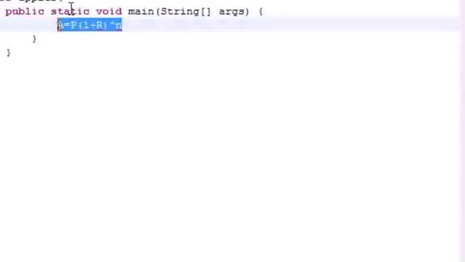If this sounds really complicated, let me show you how to do this using a for loop, and you will be substantially impressed, I promise you.